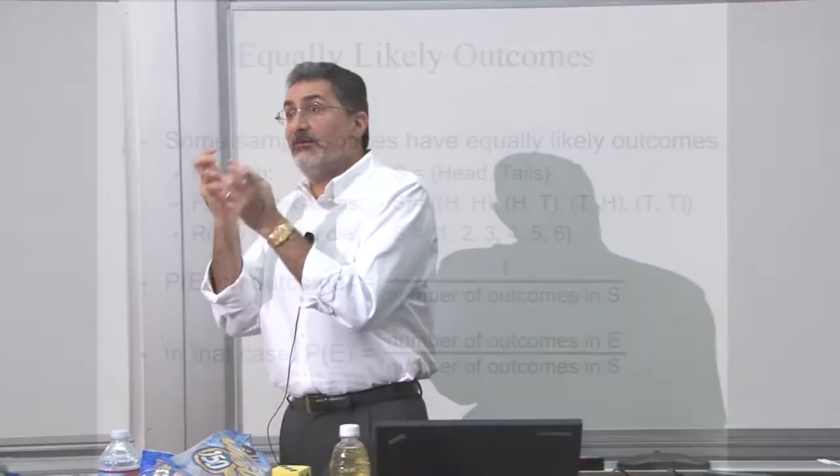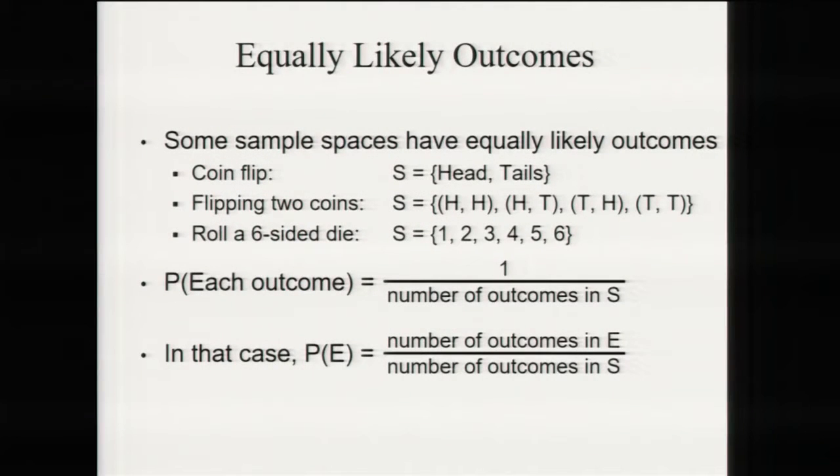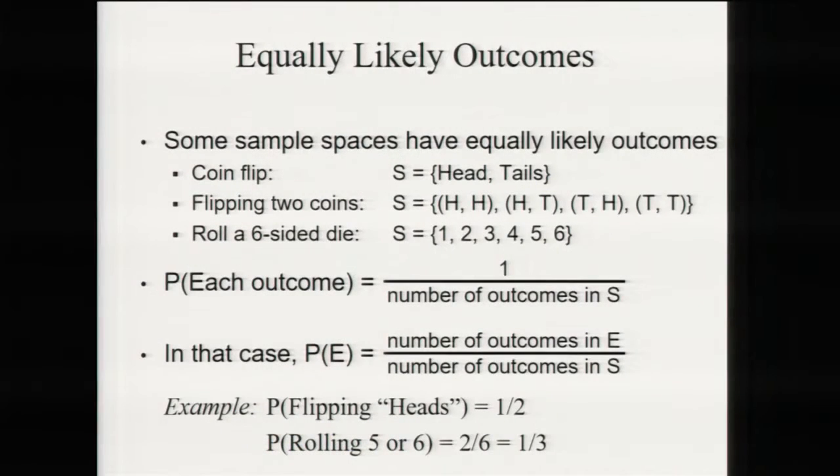In the case where there's some event E that we care about, like rolling an odd value, we just look at the number of outcomes that satisfy the event we care about divided by the total number of outcomes, or the size of the sample space, is the way we say it. Okay? And so that defines a special case with equally likely outcomes, the chance of different things happening. As I mentioned, flipping heads has a 1/2 chance of happening. Rolling a 5 or a 6 is 2 out of 6 possibilities, or 1/3.